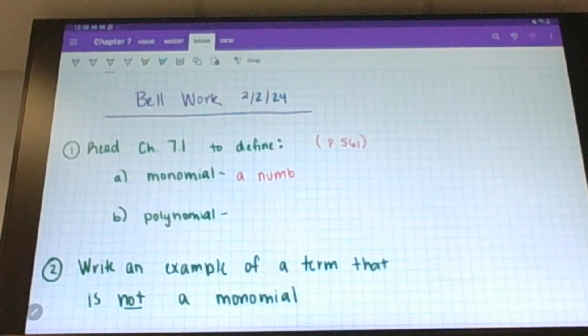A number, variable, or a term with whole number exponents.